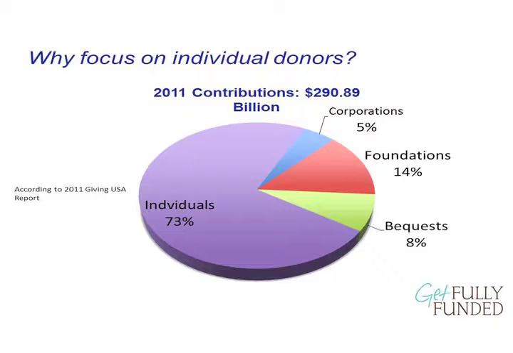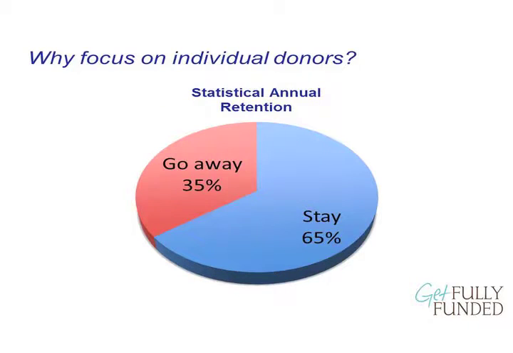I would encourage you to think about what it looks like for your organization in terms of where the money comes from, comparing individuals and businesses and corporations and things like that. If you can see the slide, you'll see that I've got that pie chart for you. All right, so we're focusing on individual donors.